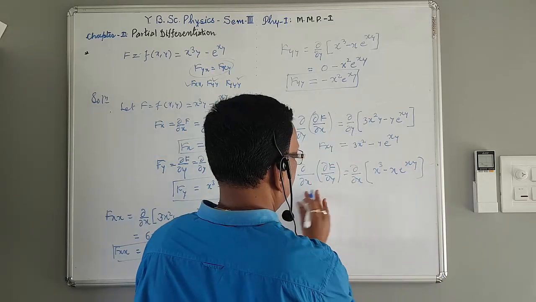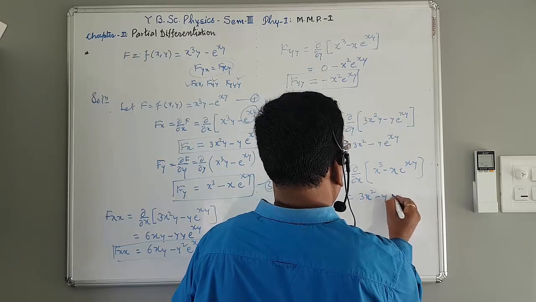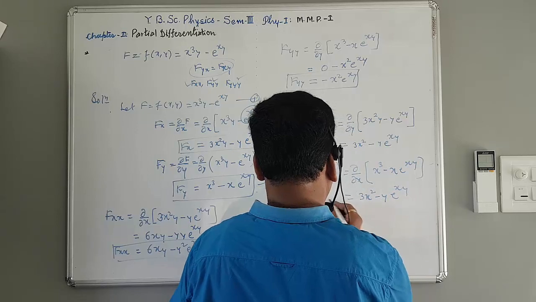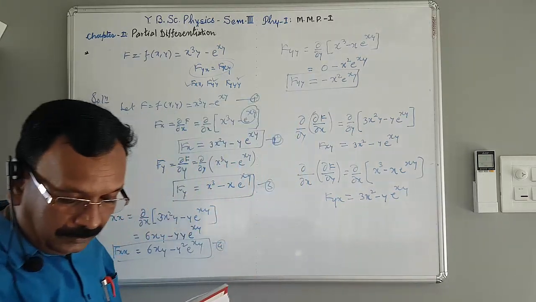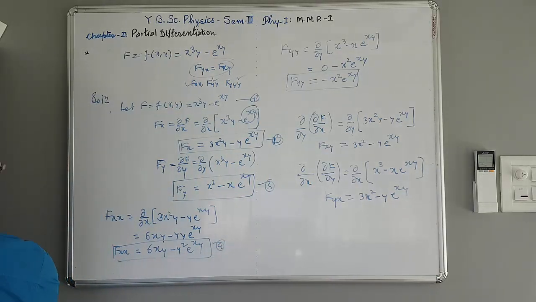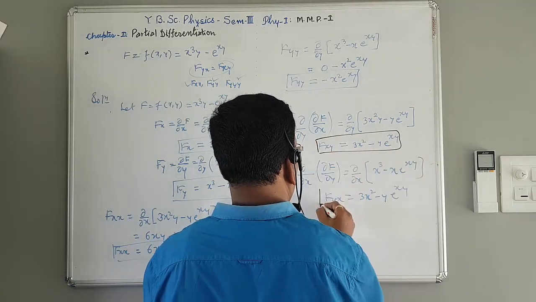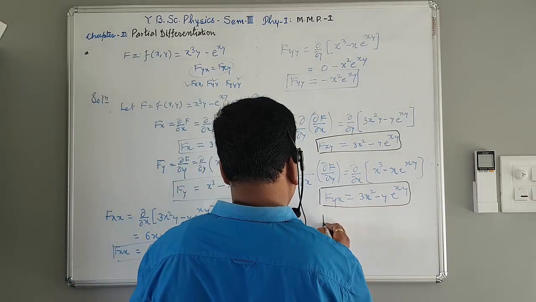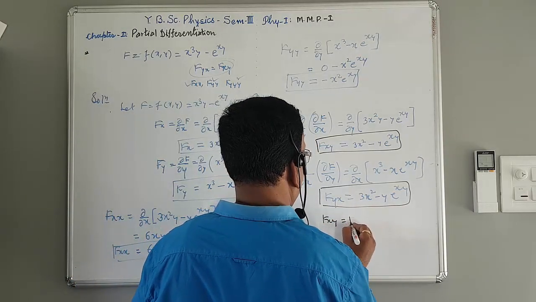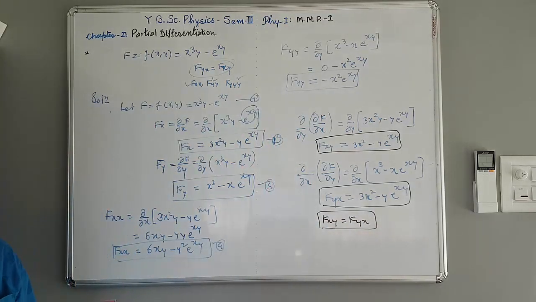Simplify this, we have 3x² − y e^(xy). This is f_yx. Okay. Now observe these two equations, this one and this one. What do we conclude? We conclude that f_xy is equal to f_yx. Hence the proof. Okay.